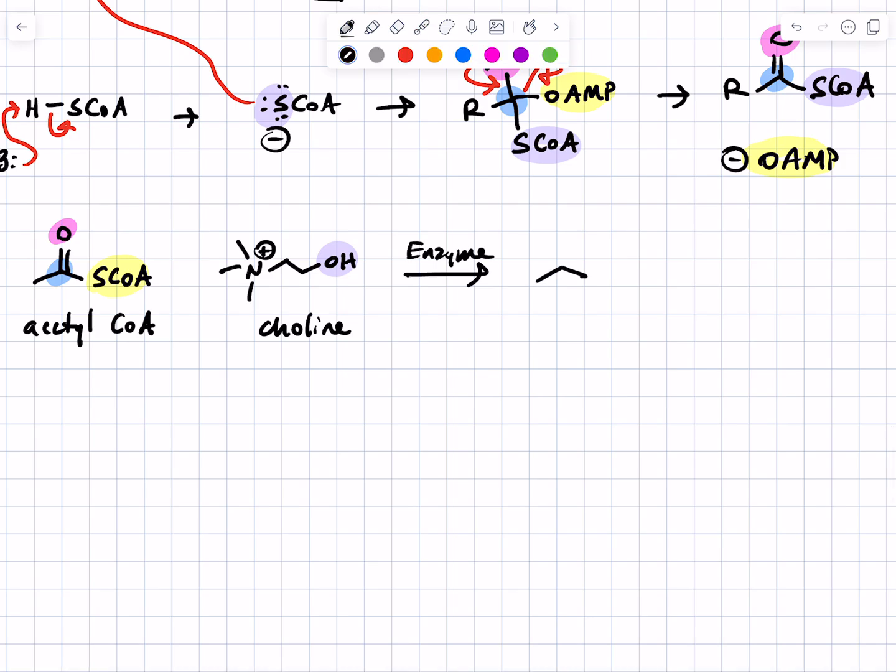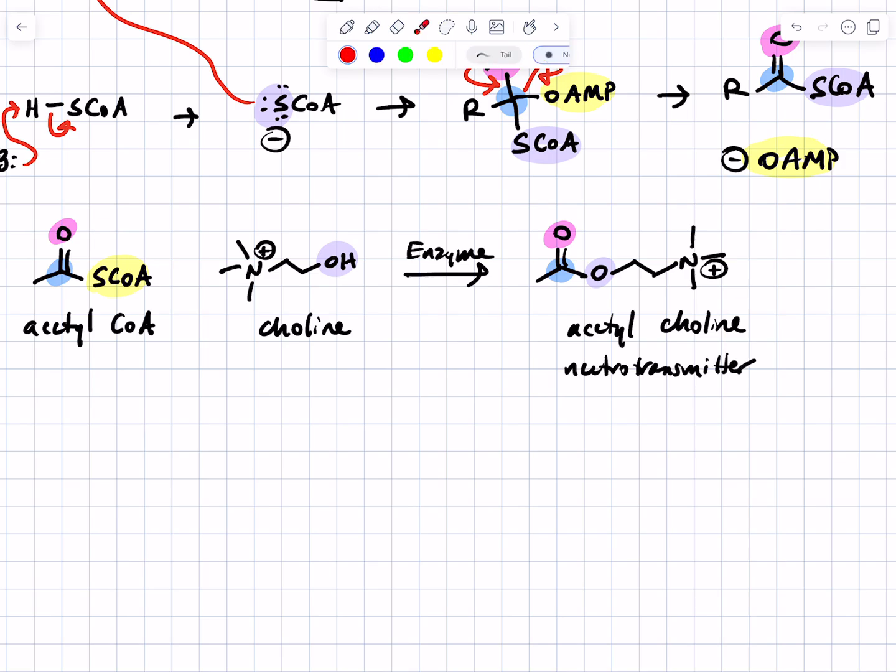In the end, what you're going to have is a new ester bond between the oxygen of choline and the carbon of the acetyl group, and the resulting molecule is called acetylcholine. And you may have heard about that before. That is a neurotransmitter. Interestingly, there are other enzymes that exist that hydrolyze the ester bond in acetylcholine to degrade the neurotransmitter signal.